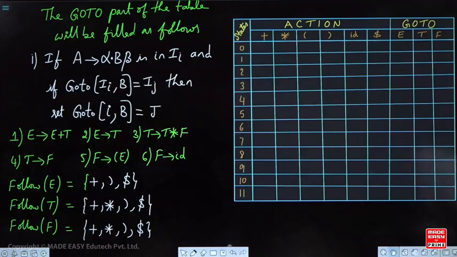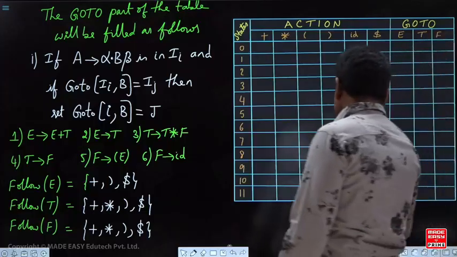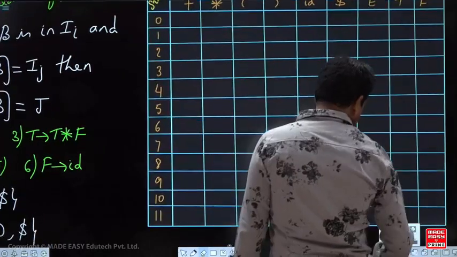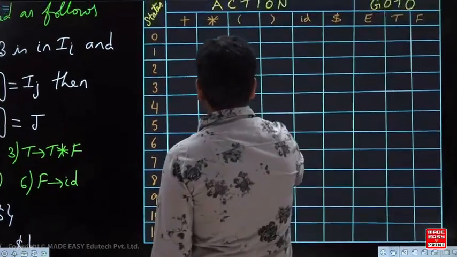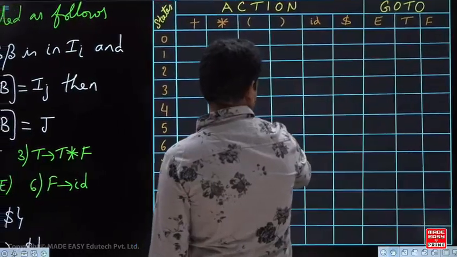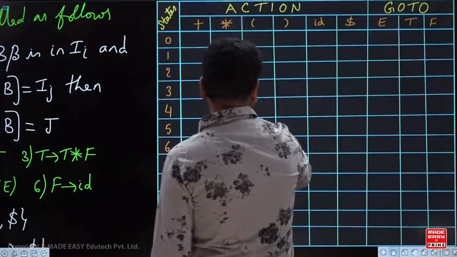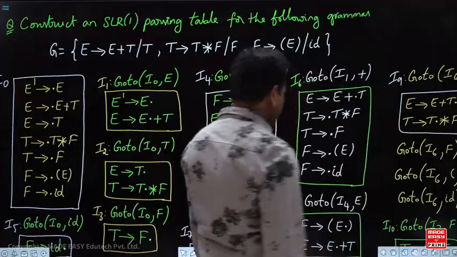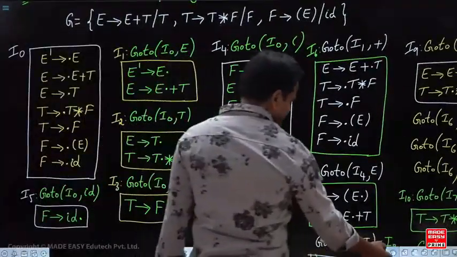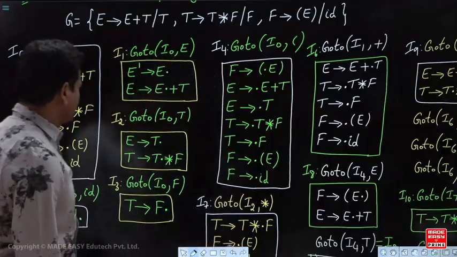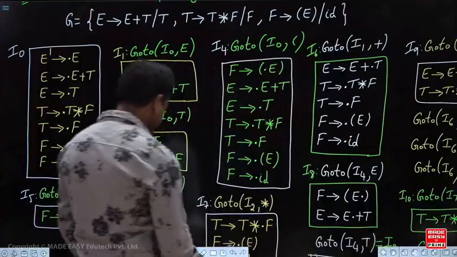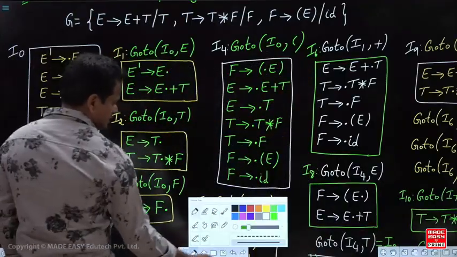Okay, now I'll do some part, then I'll leave, you just continue this. This is the table, action part and go to part. Okay, now every one of you look at this one. Whenever you are constructing the table, you must consider each and every production.